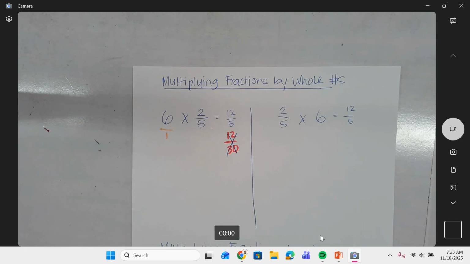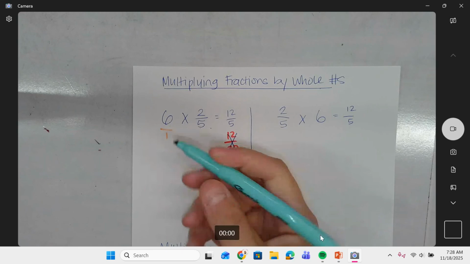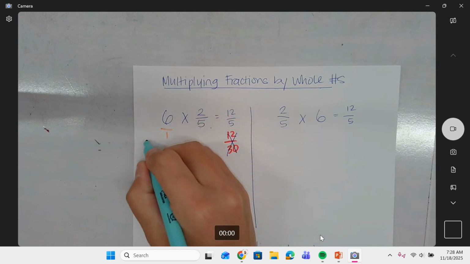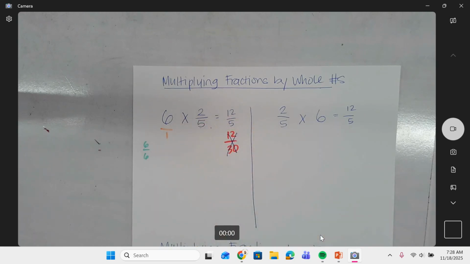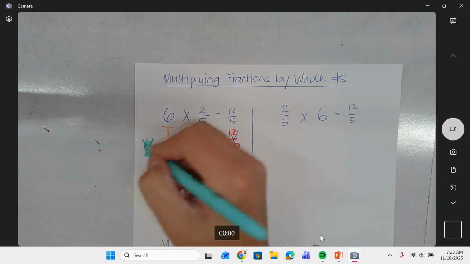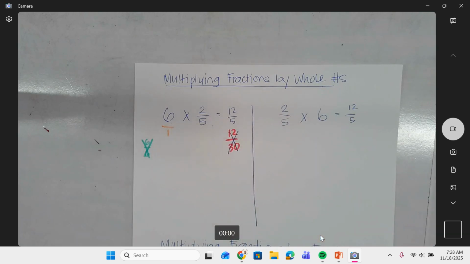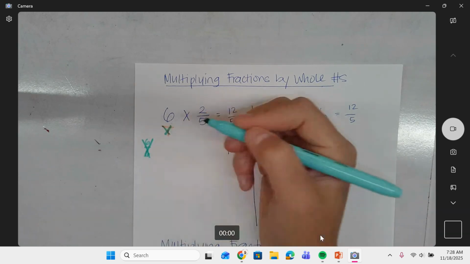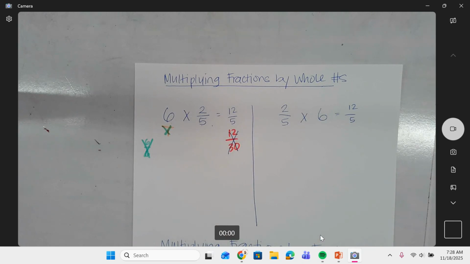And while you can do that, another common mistake that I have kids do is whenever they're taught that, they accidentally do this. And that is no longer equivalent to 6. That is now equal to 1, and it makes it a completely different problem. That is why I try to not teach them to just put it over 1, because a lot of them confuse it with putting it over itself.